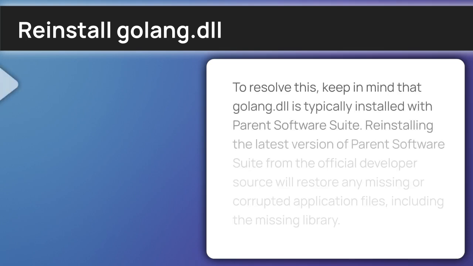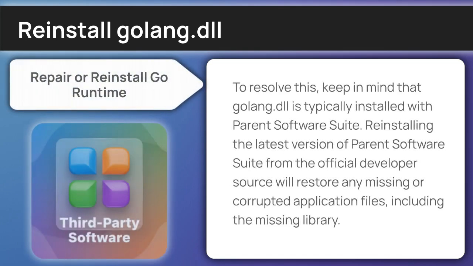This issue indicates a structural problem within the local parent software suite, the software where you encountered your error. Installation: reinstall the latest version of the application from the official site to restore the Golang library DLL safely and ensure all registry links are updated.